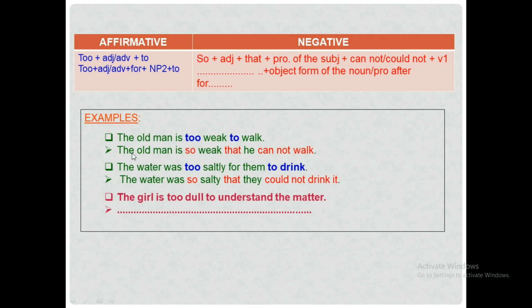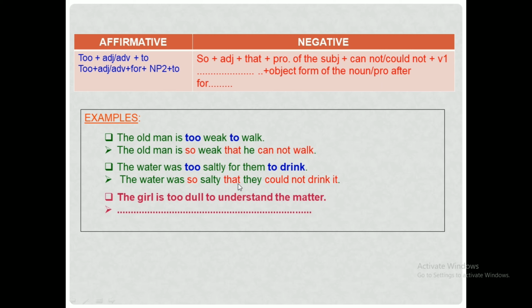The next example, the water was too salty for them to drink it. Here, the first part of the sentence will follow the previous rule. Then, instead of they could not drink it, we can write to be drunk. However, following the previous example, from the subject to adjective or adverb will be same as before. Then we will write that.